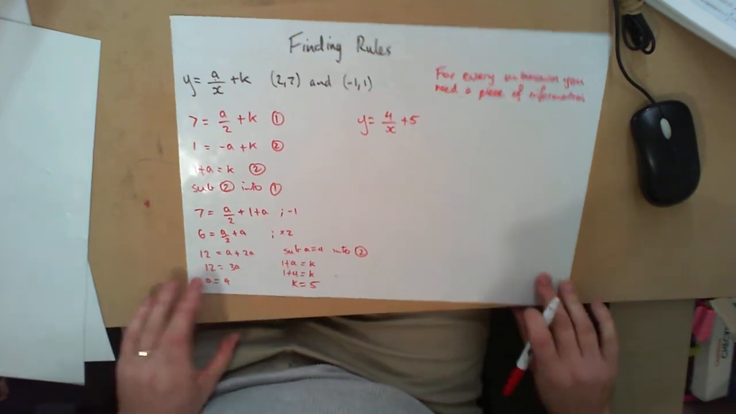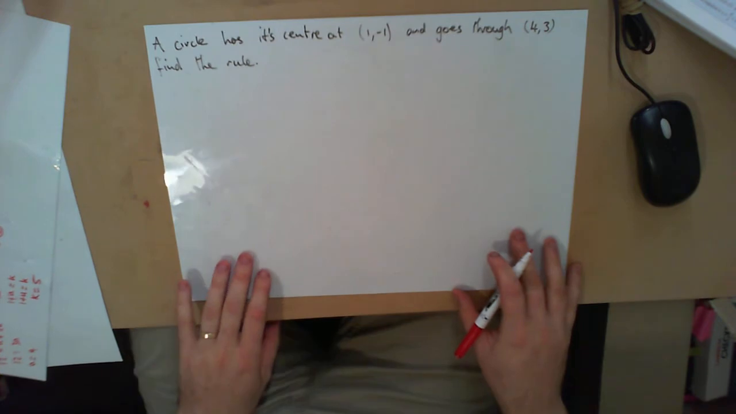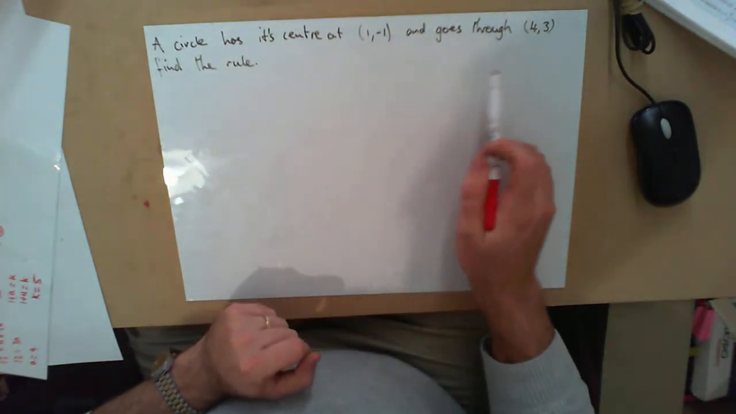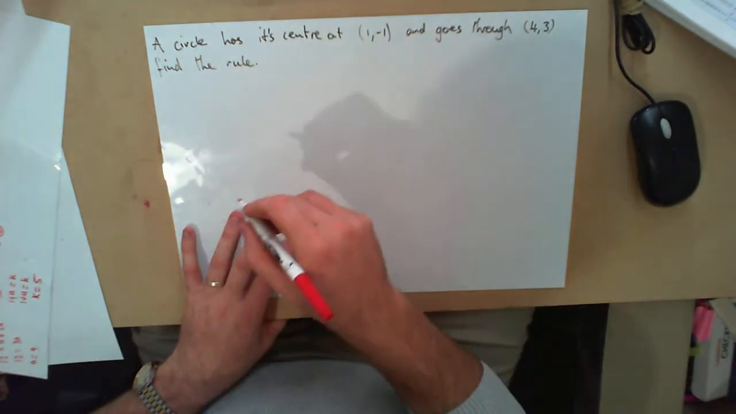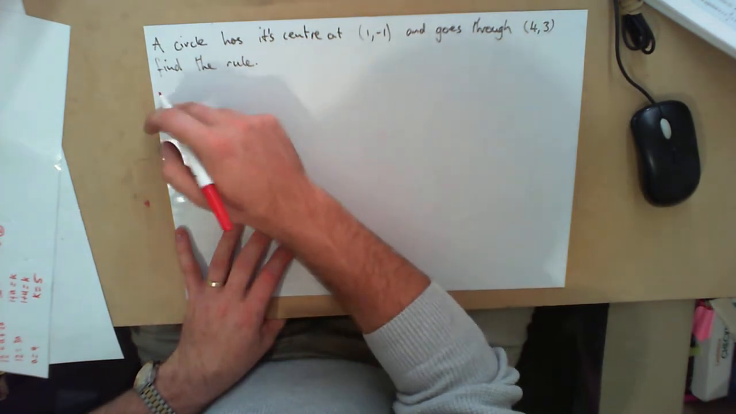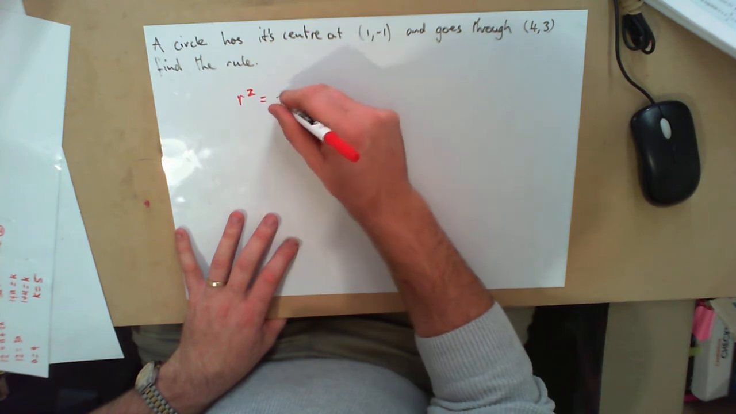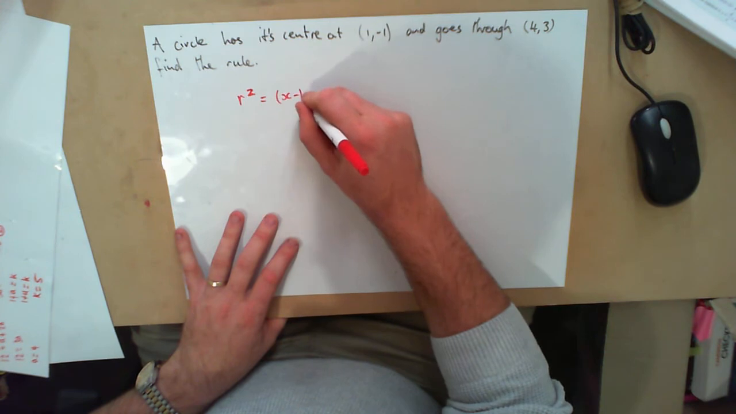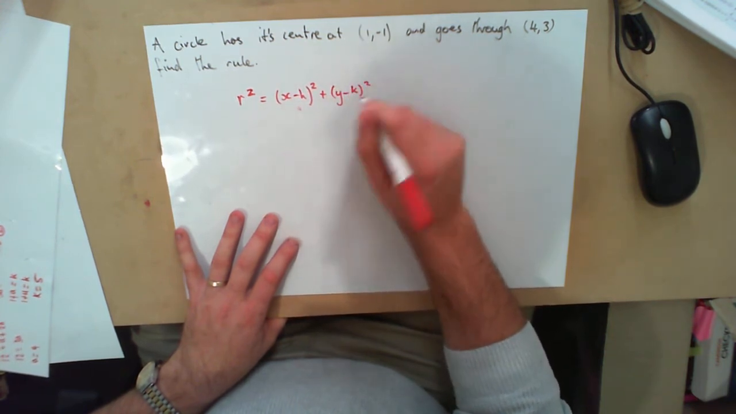Okay, so I've got another example for you here, because this one might look more complicated than what it actually is. A circle has a center at (1, -1) and goes through (4, 3). Find the rule. So we know for a circle that we have r squared equals (x take h) squared plus (y take k) squared.